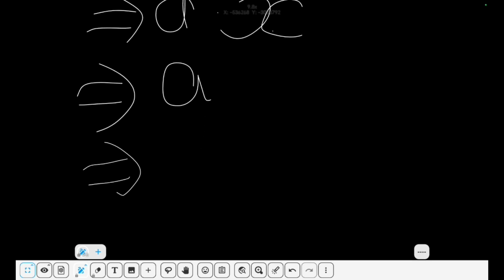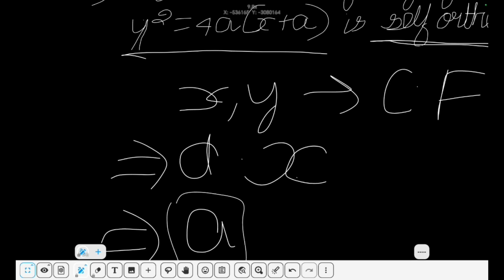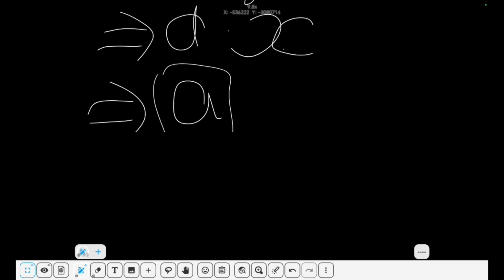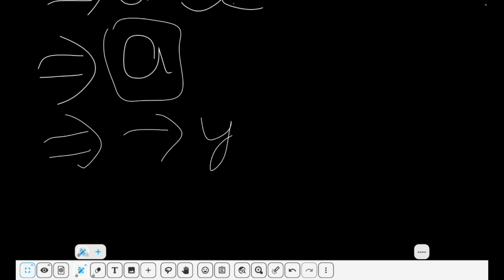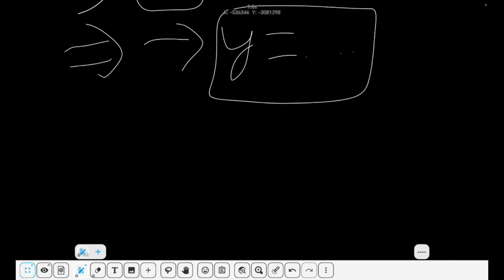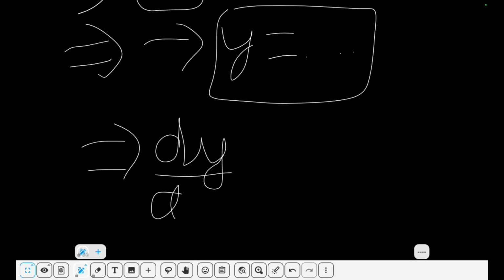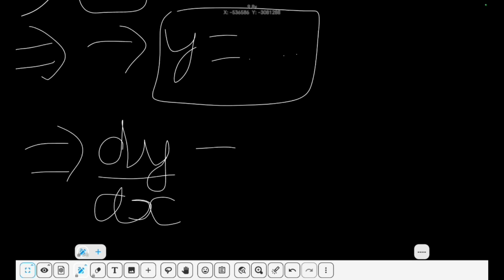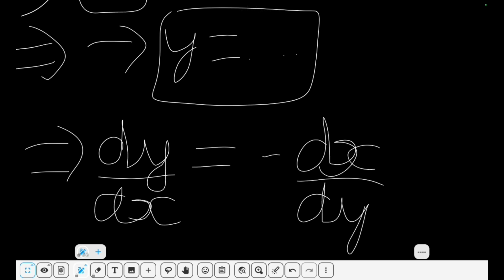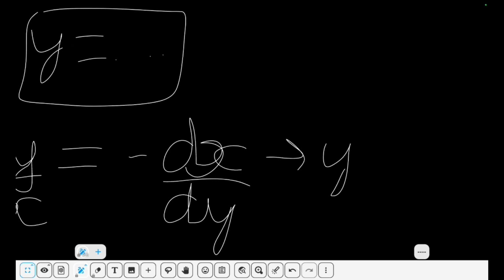Third step: substitute the value of a in the given equation, and determine the reduced equation. I write it as y equals dash dash dash. Next, replace dy by dx, that is the last step. Replace dy by dx with minus dx by dy, and again with this you'll get some equation. I'll write it as y equals dash dash dash.